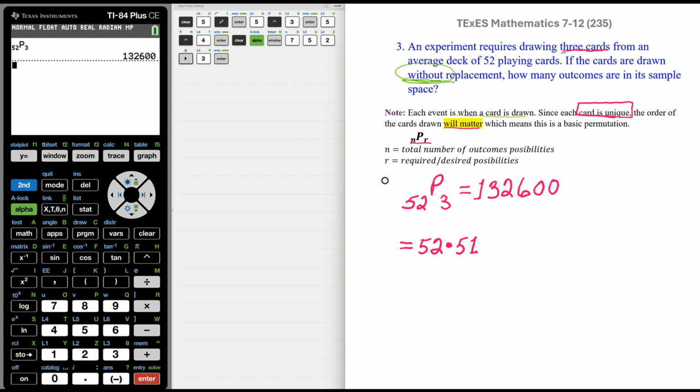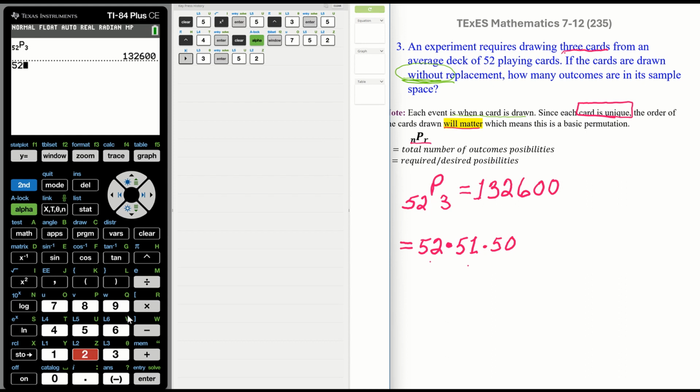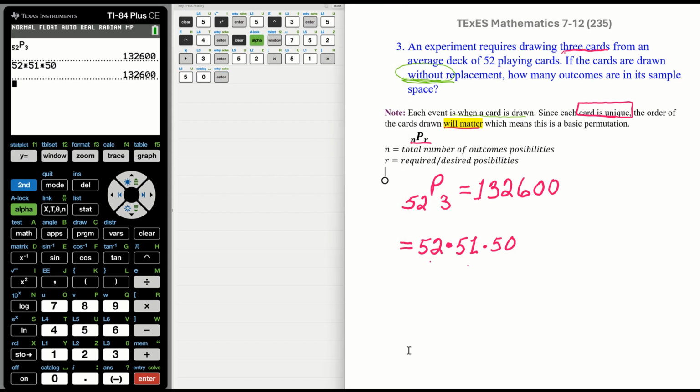We're going to pull out a third card. We have the first card, the second card, now the third card. So if we pulled out 2 cards, we only have 50 left. If we take our calculator and multiply those 3 things together, let's see what we arrive at. 52 times 51 times 50, and we enter. Same answer. So it depends on how you feel as to what you want to use.